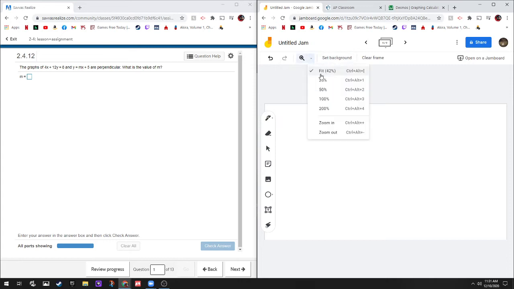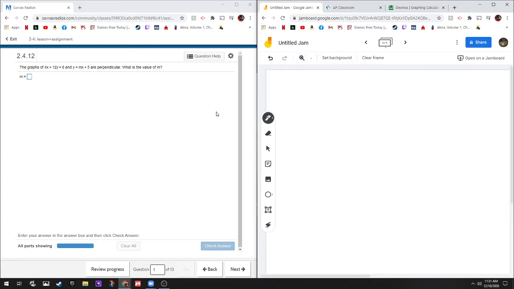Let's see. 4x plus 12y equals 8. And y equals mx plus 5. Okay, there's going to be 2 ideas in this one question, so be very vigilant to understand. The first thing that I want to do is take this equation and make it say y equals mx plus b, because that's going to be the easiest way to analyze this equation.